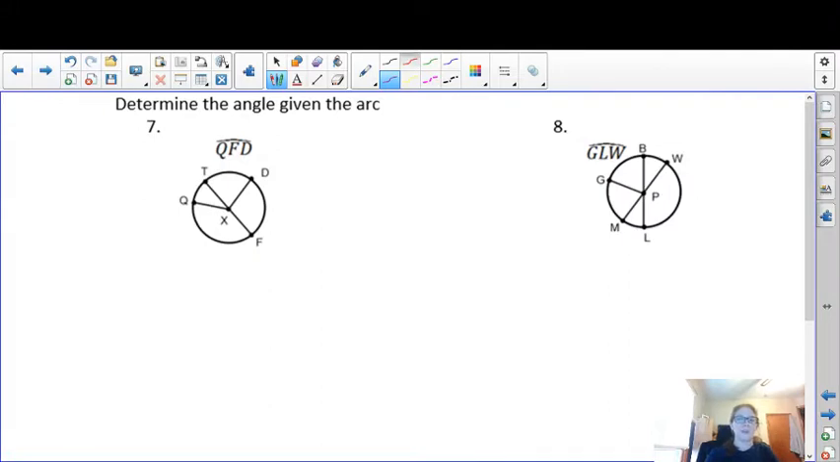Next, we're determining the angle given the arc. So if I am given Q to F to D, what angle creates that arc? Right there. Angle QXD, or we could go DXQ. Remember, when naming an angle, the center needs to be in the center.